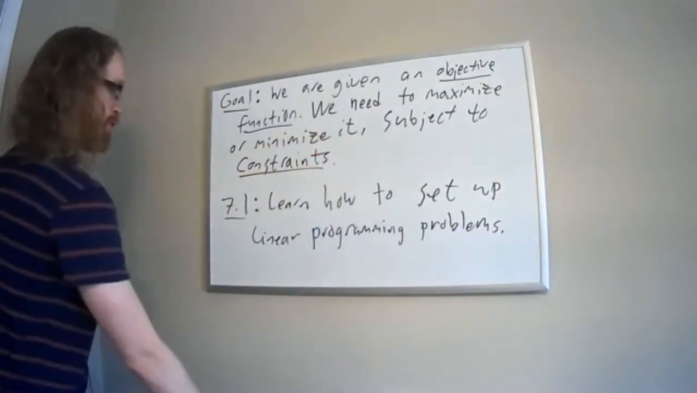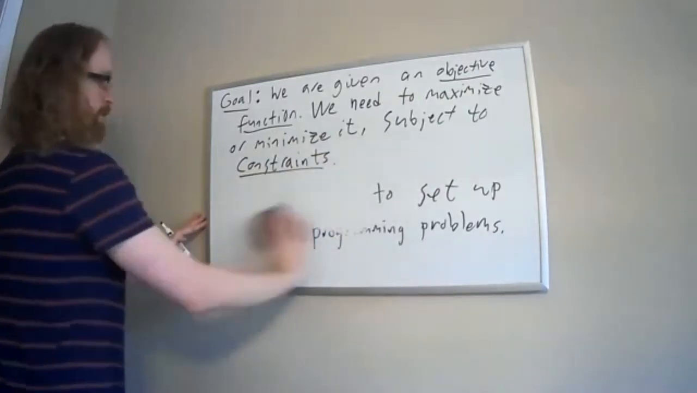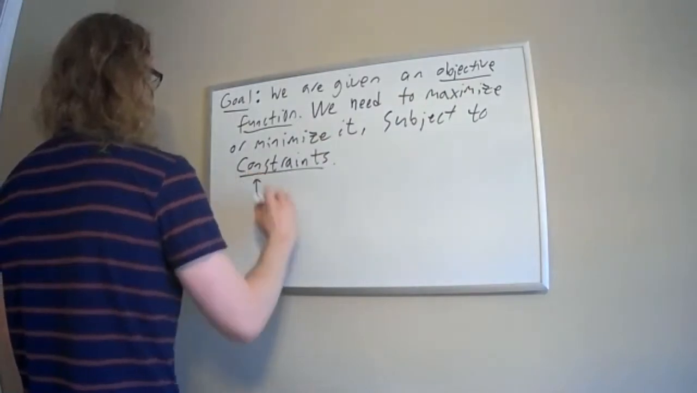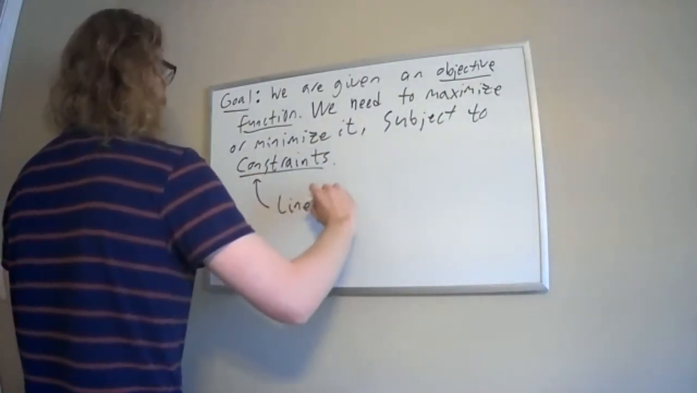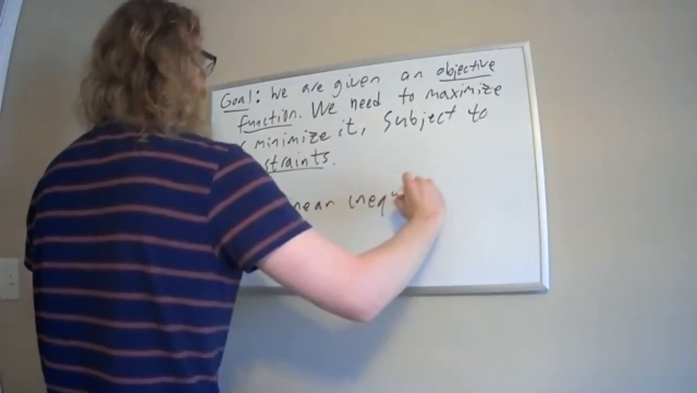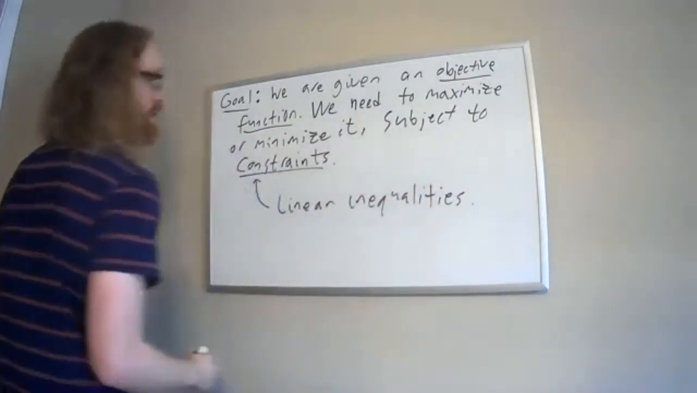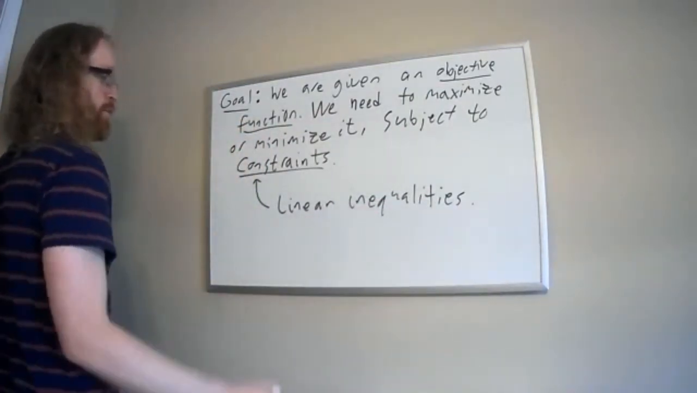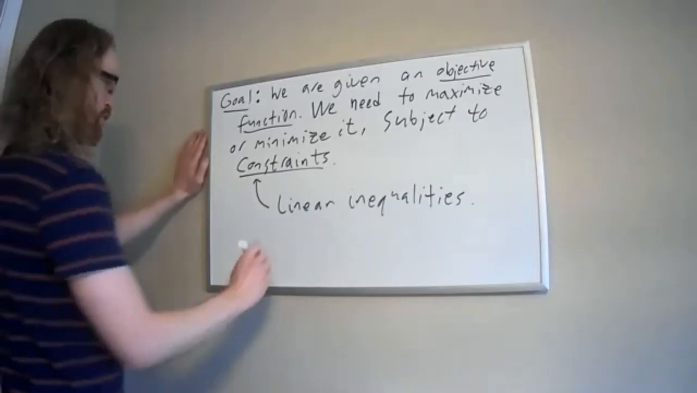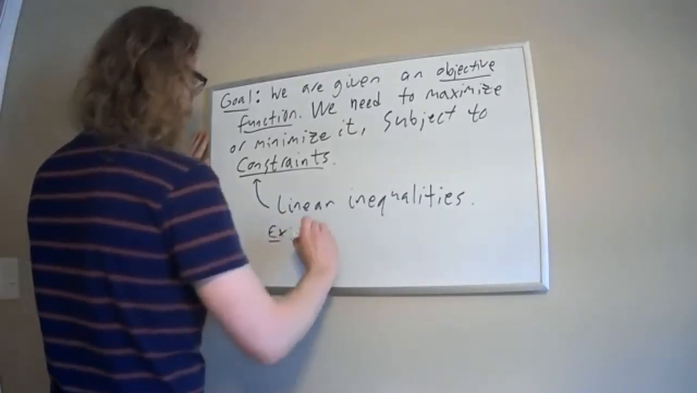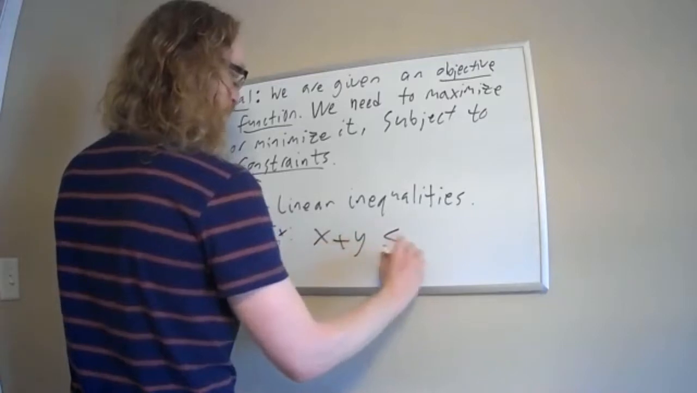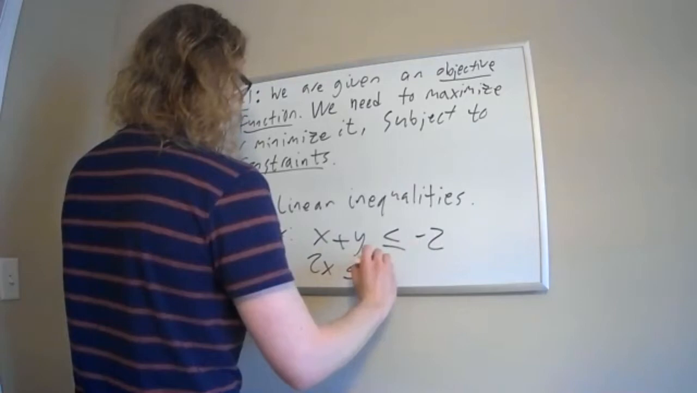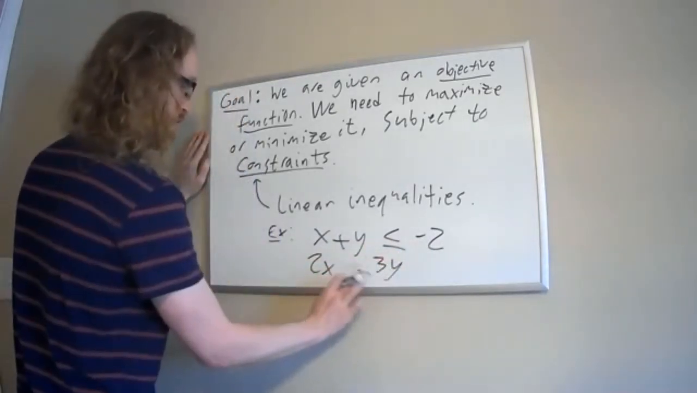So this is our other key word here, constraints. I can tell you what these are. The constraints are going to be inequalities, and there'll be linear inequalities, hence why we call this linear programming. So certainly you guys have seen inequalities before, but just to remind you what that really means. I'm talking about things like x plus y less than or equal to -2, or 2x less than or equal to 3y, maybe greater than, to get some variety here.